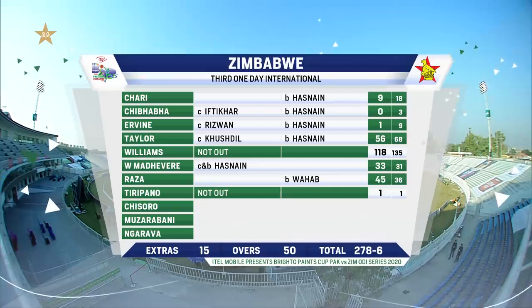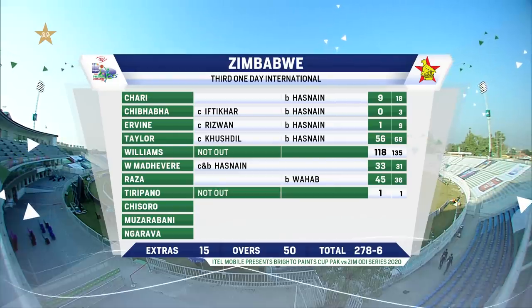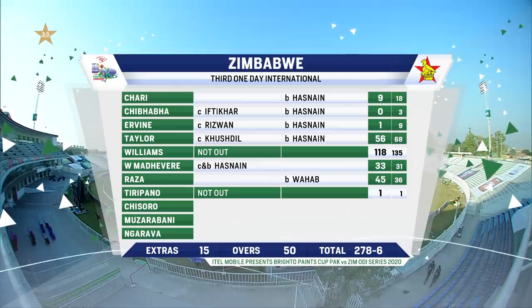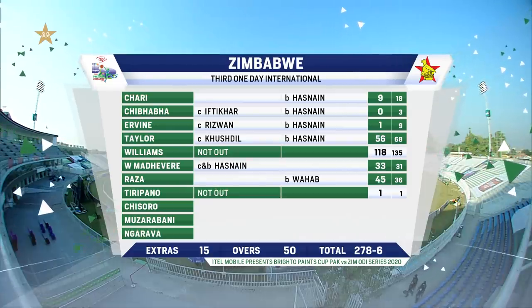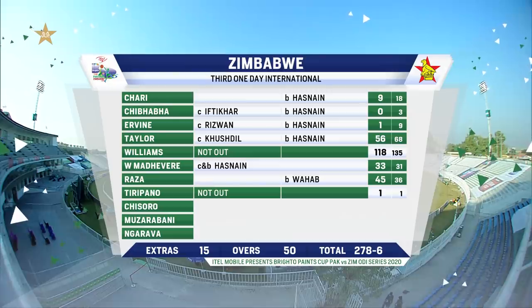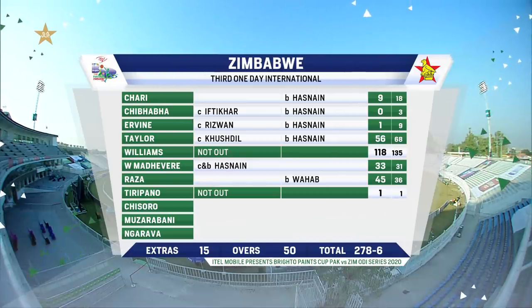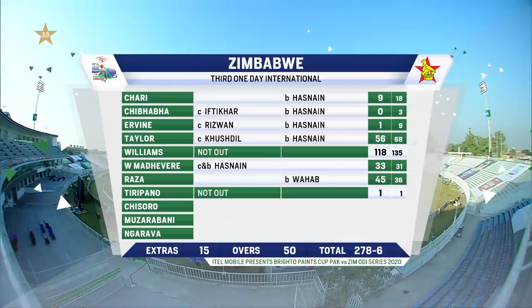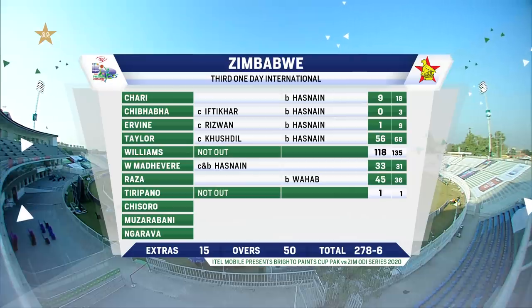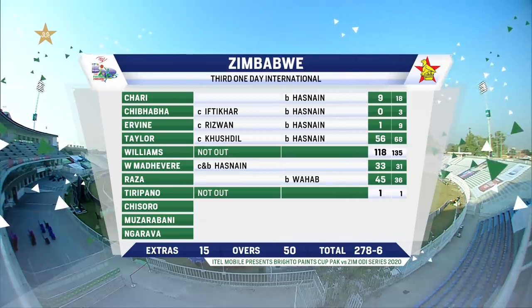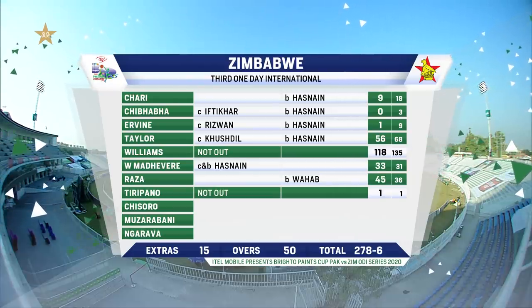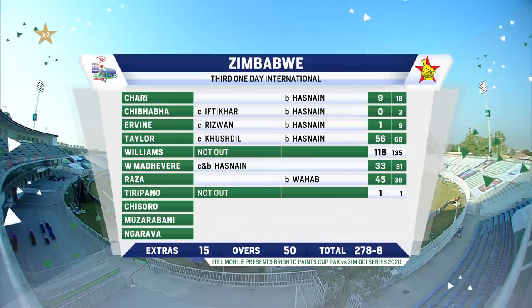A brilliant innings by Sean Williams, his fourth one-day international century. He finished 118 not out from 135 balls, 13 fours and 1 six. 56 from Brendan Taylor. What good form he's brought here to Rawalpindi. Madhavere again looking good, 33 from 31. Sikandar Raza, how important those runs. And they came at a rate of knots, 45 from him, 278 for six.